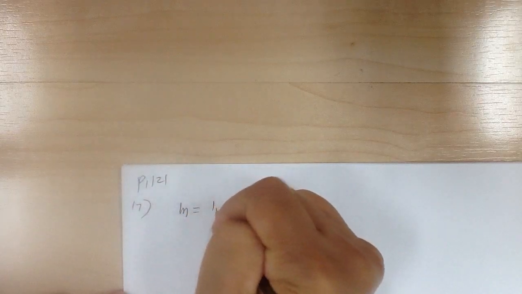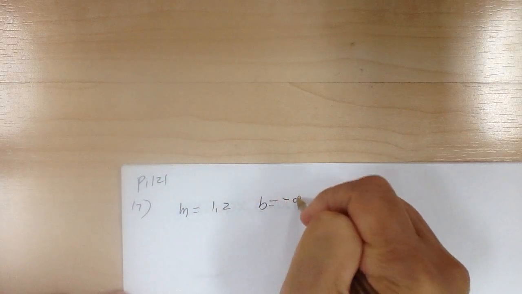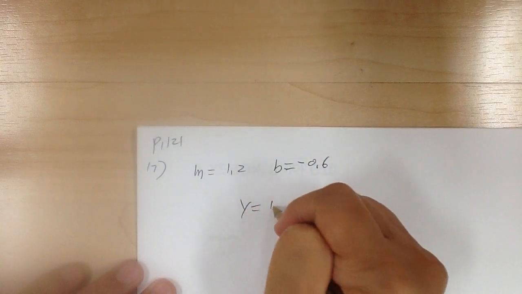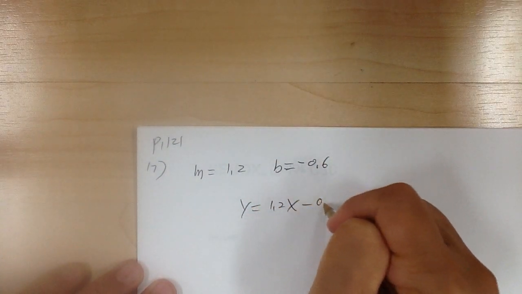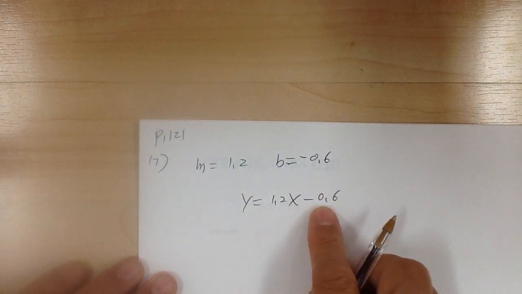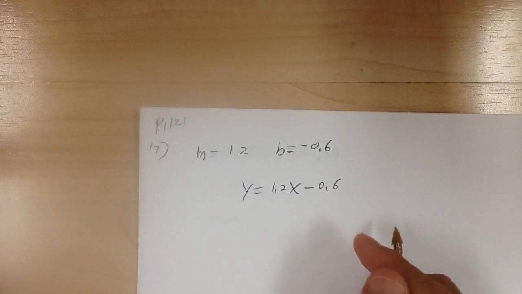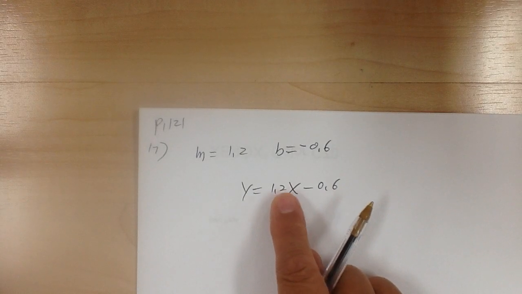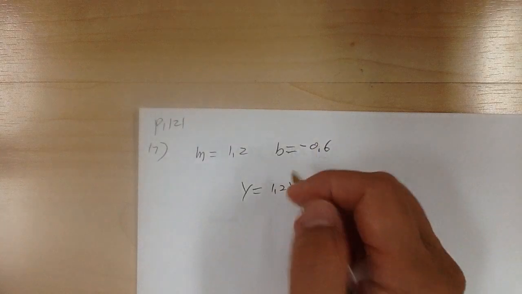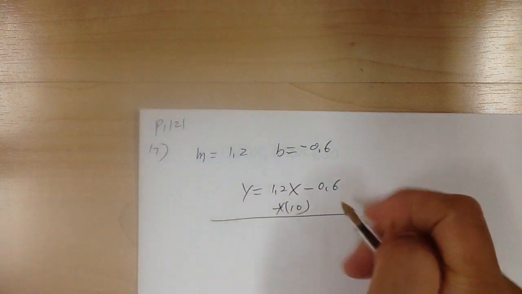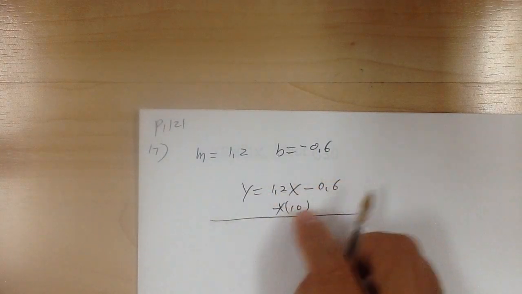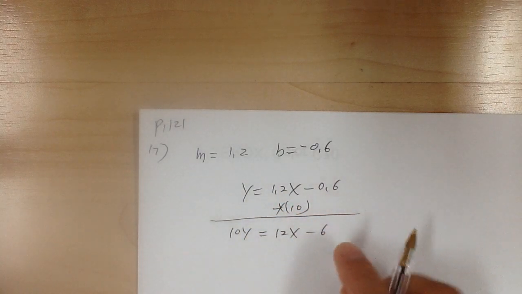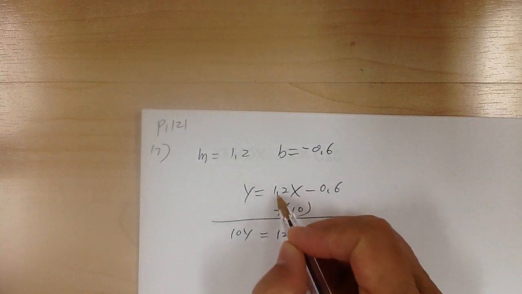Okay, you got m equal to 1.2, b equal to -0.6. So again, y equal to mx plus b, so 1.2x minus 0.6, right? Next, since there's one decimal place, I'm going to move the decimal one place over. That means you have to multiply by 10. So that's how you move it one place over. So you got 10y equal to 12x minus 6, right? Again, when you multiply by 10, it means you move the decimal one place over.